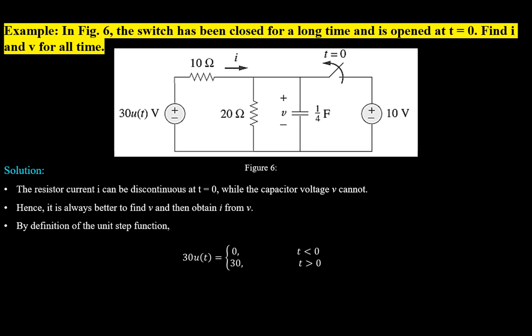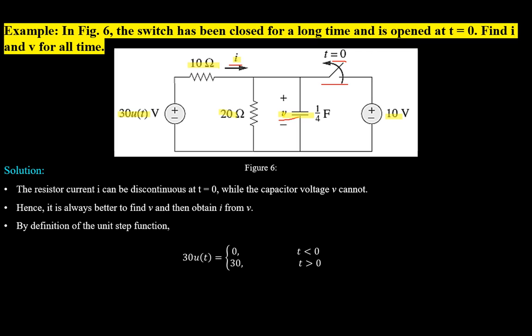In this example, for the circuit in figure 6, a switch was closed for a long time and is opened at time t equals 0. You have to find current and voltage response for all values of time. The circuit consists of a 30 volts step voltage source, 2 resistors and 1 capacitor, and 1 independent DC voltage source. Now we will start the solution.